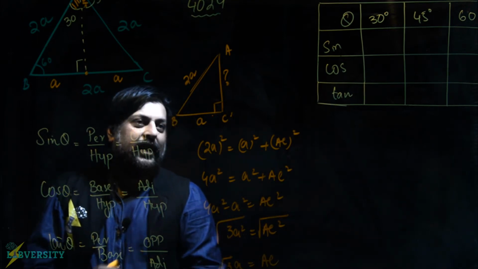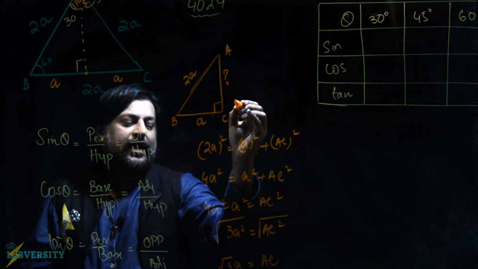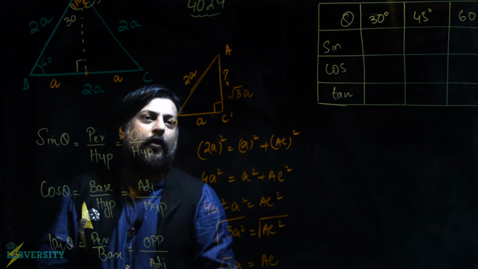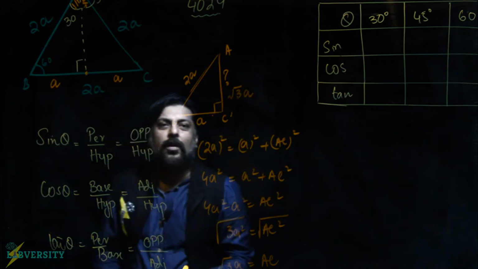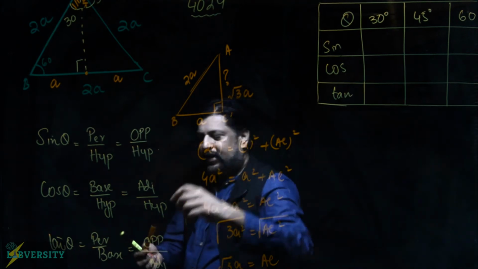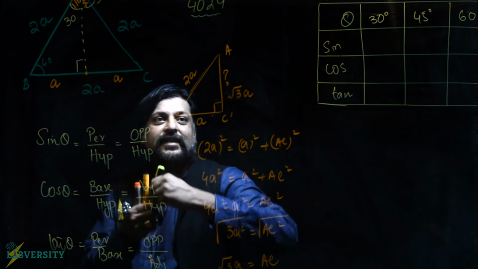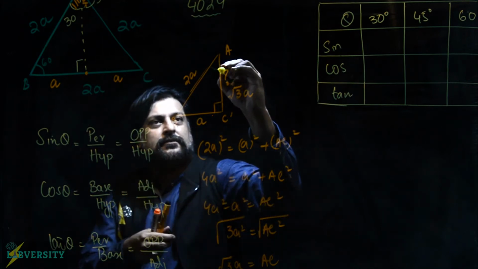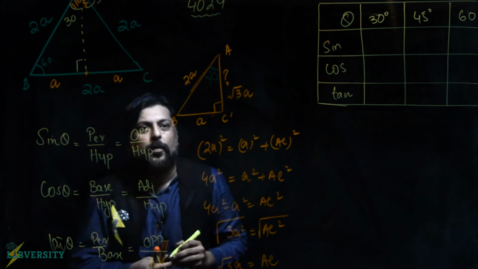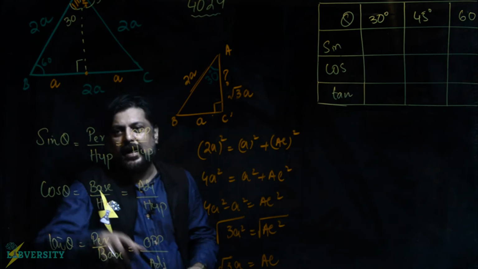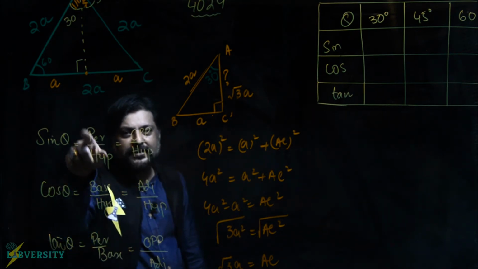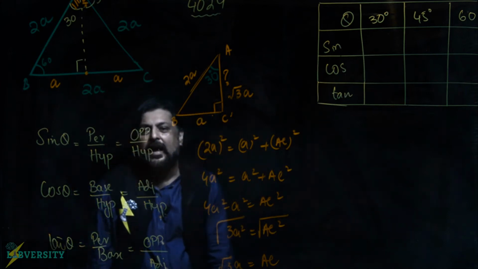Now this side of the right angle triangle is also known to us in the form of A. Now we have all three sides in the form of A: 2A, A, root 3 A. And if we consider this angle as our key angle, 30 degrees, the trigonometric ratios are sine theta, cos theta and tangent theta. They are the ratios of the lengths of the sides of the triangle.